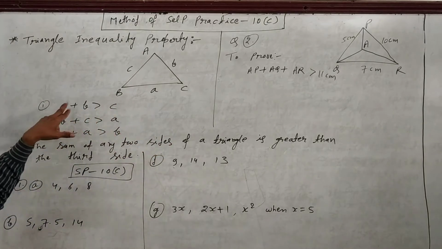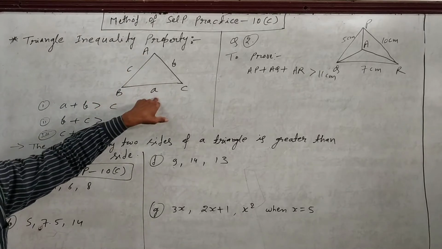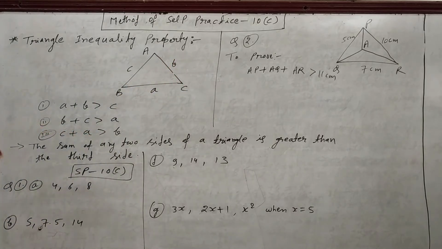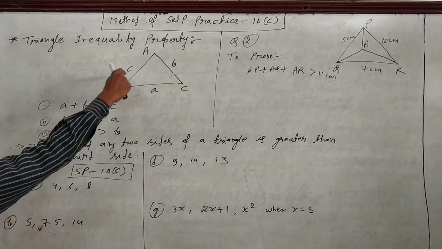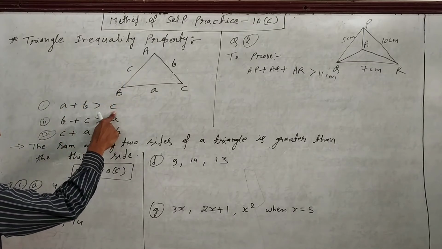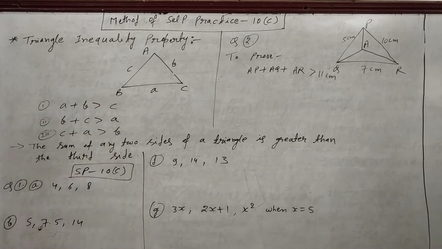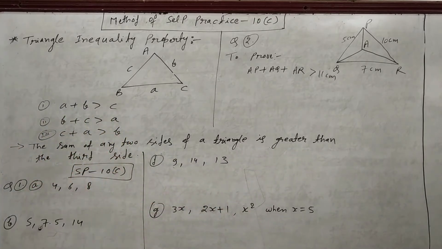Okay. So I have written here, AB is C centimeter, BC is A centimeter, and AC is B centimeter. These are the lengths of the sides given. If we add A plus B, then it will be greater than the third side. So A plus B is greater than C, B plus C is greater than A, C plus A is greater than B. So this is called the triangle inequality property of a triangle. I have written here in words, the sum of any two sides of a triangle is greater than the third side. Now we will use this property in our next self practice, that is 10C.